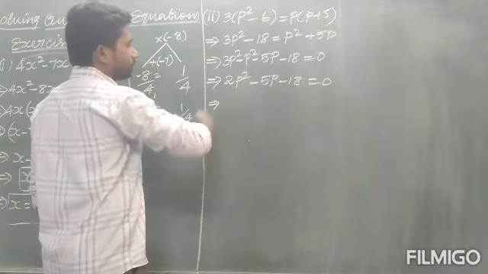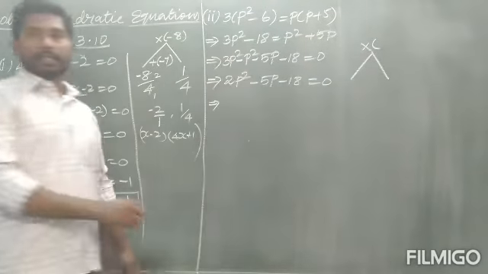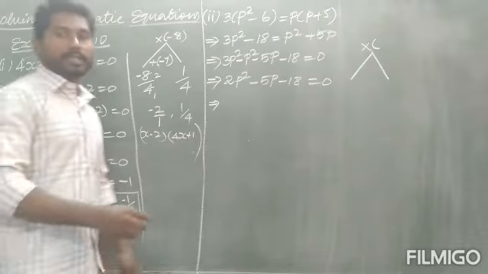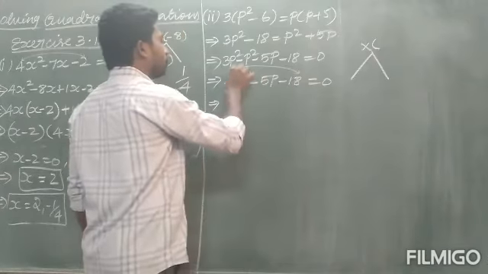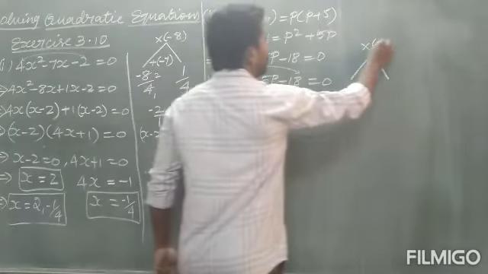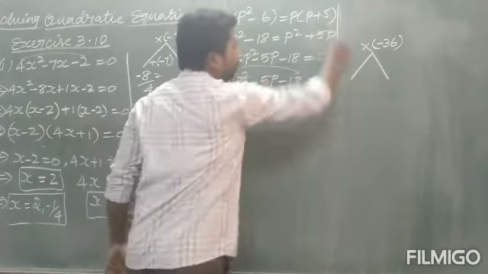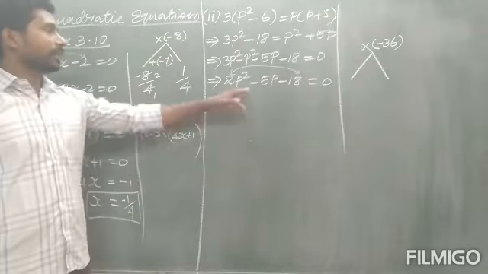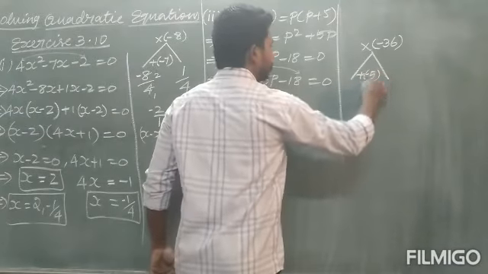Now this implies the product of the factors: 2 into 18, so minus 36. Then the sum of the factors is minus 5.